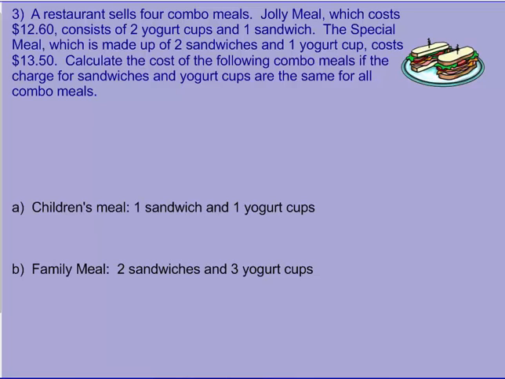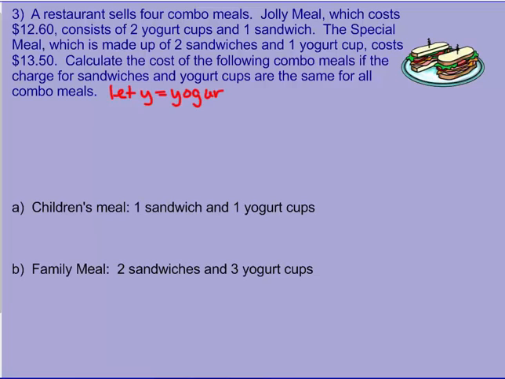Okay, so there are 4 of them all together. They're giving me 2 of them. That's my 2 equations. And then I have to do something with the answers that I get for a yogurt cup and a sandwich to figure out the children's meal combo and the family meal combo. Ooh, an extra step in this one. Okay. So for the Jolly meal, which consists of 2 yogurt cups and 1 sandwich. So y is the yogurt cups, that's what I'm going to say.